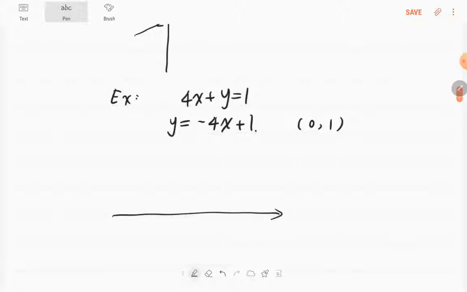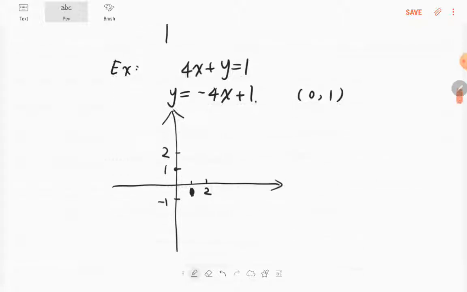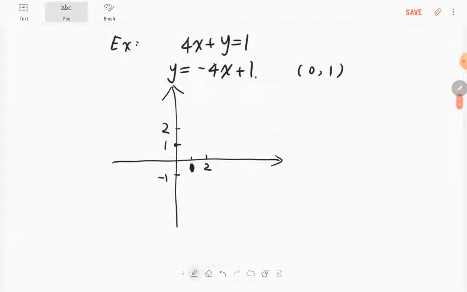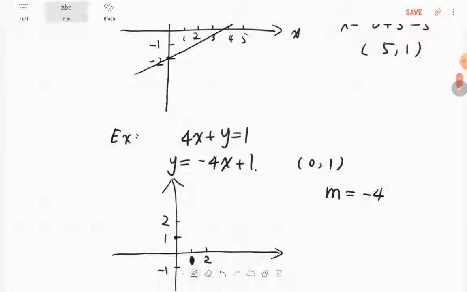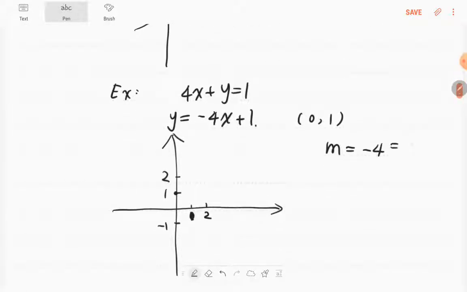So how can we draw the graph? We start with the y-intercept. So 0, 1, so it's right here. We start with this point. Now we should know what the m is here. It's negative 4. So what's the meaning?